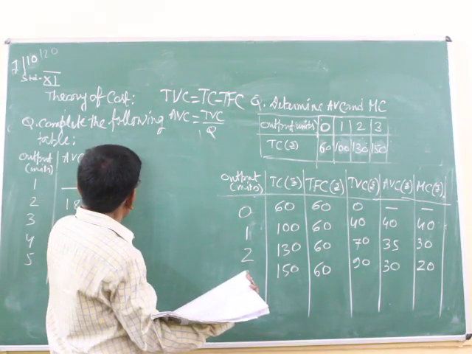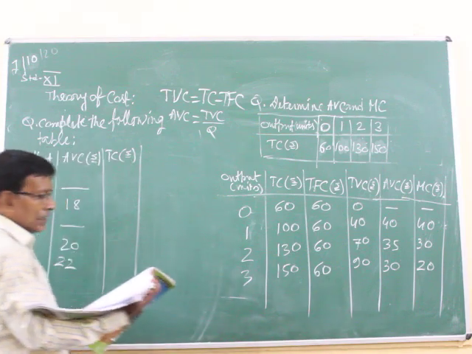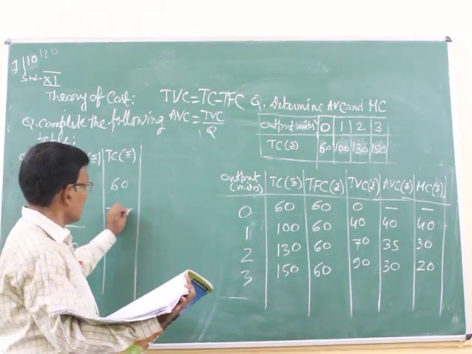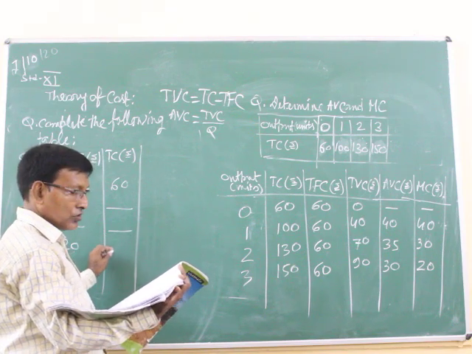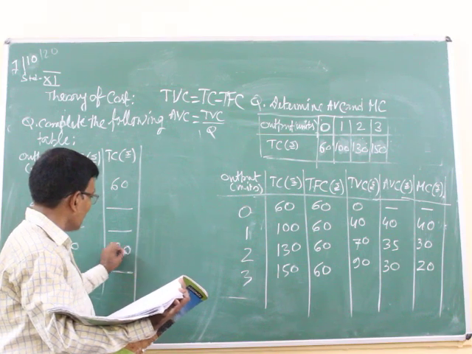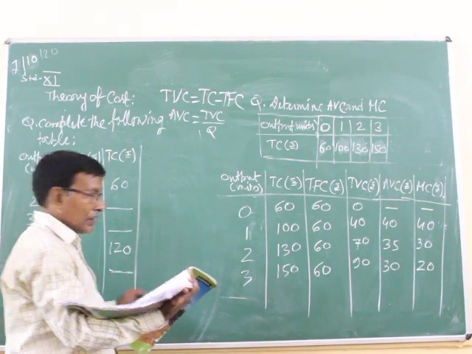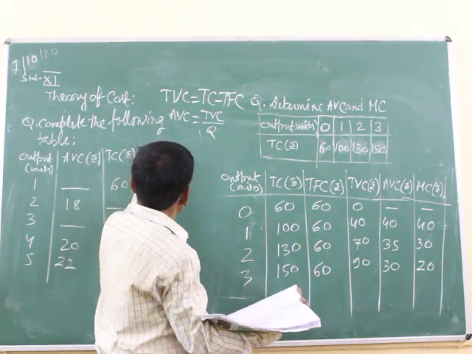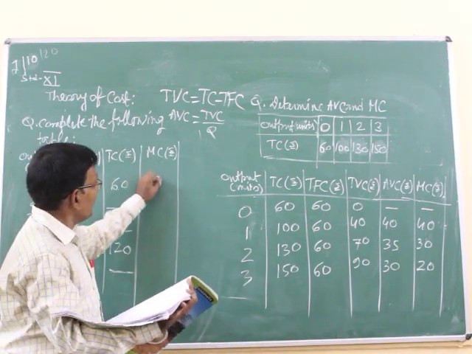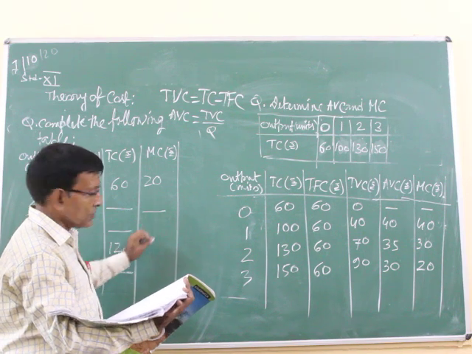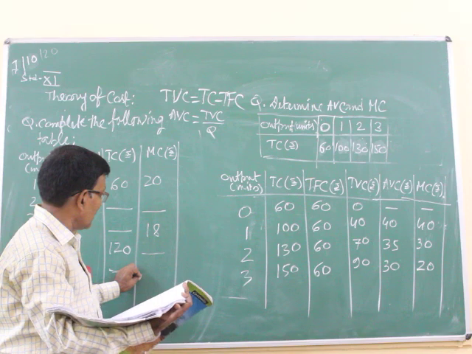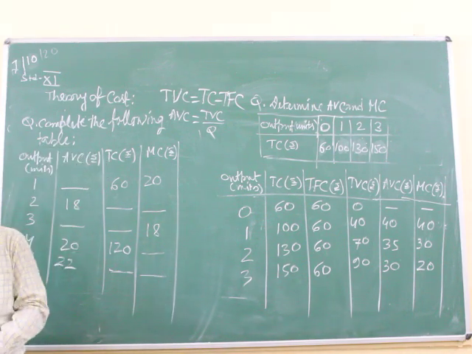Next column is given as TC, that is rupees. 60, next one is blank, next one is blank also, next one is 120, and the last one is blank. And the last column you see, MC is given in rupees. First value is given as 20, next one is blank, next one is 18, next one is blank, last one is blank. You have to fill up this table.